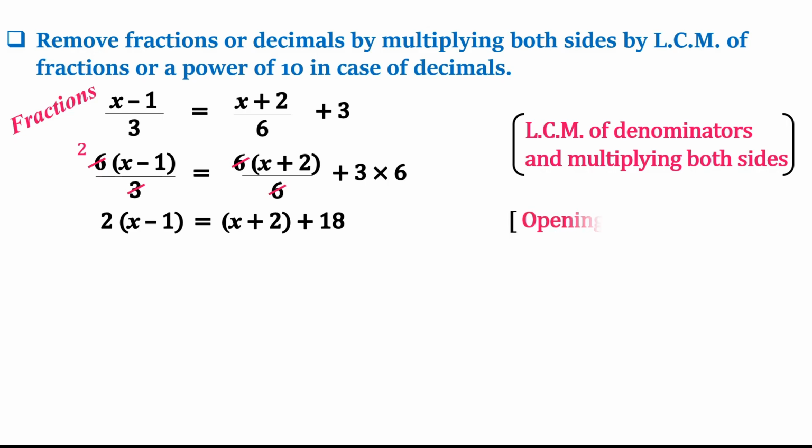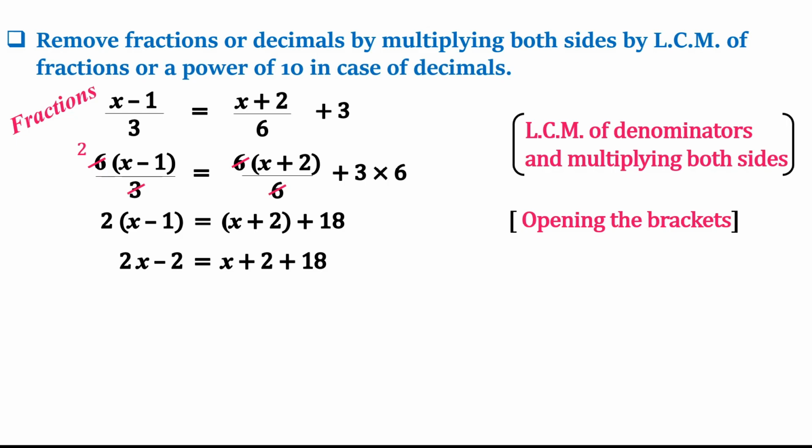Now we will open the brackets. On the right hand side it is just x plus 2, it will come as it is without the bracket. If I remove it, it doesn't affect the result because outside the bracket I don't have a minus sign. It is the first term x plus 2, so we will just remove the bracket. And on the left hand side I can see 2 is outside the bracket having x minus 1. So 2 will be multiplied with both the terms. 2 into x is 2x, and then 2 into minus 1 will give me minus 2. So on the left hand side I have 2x minus 2, and this side I have x plus 2 plus 18.